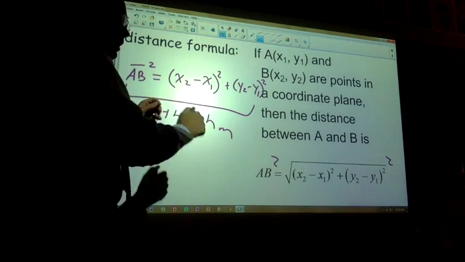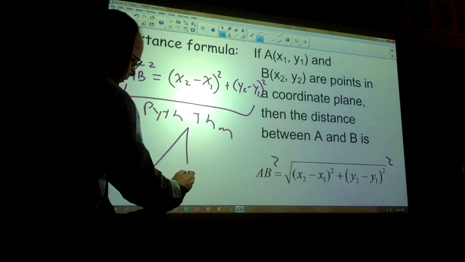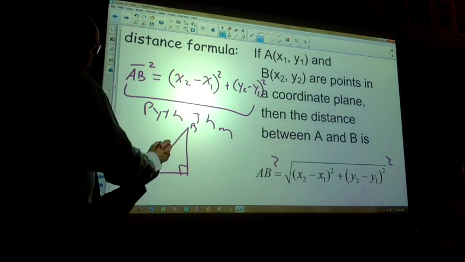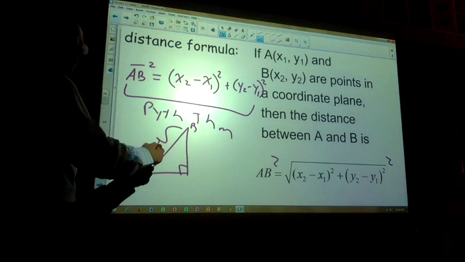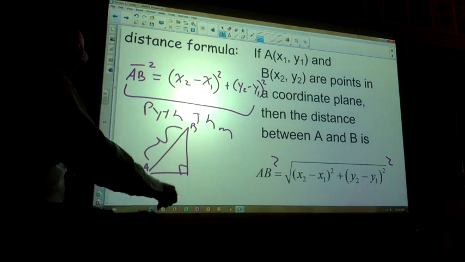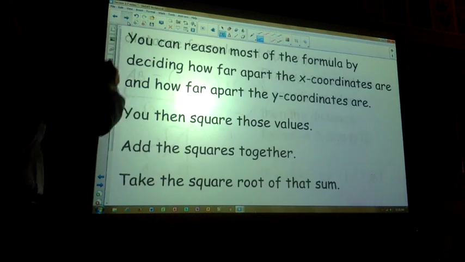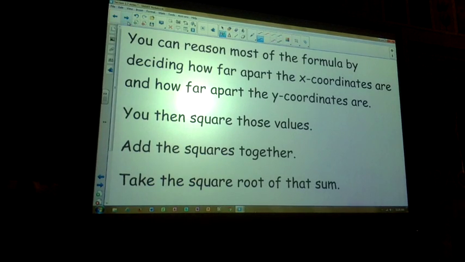So this then says, of our triangle, where this is A to B, this segment here squared is equal to this plus this quantity squared. So that's kind of where the Pythagorean theorem goes with it. Okay, you can reason most of the formula by deciding how far apart the x-coordinates are and how far the y-coordinates are. And then you would square those values, add the squares together, and then take the square root of that sum.